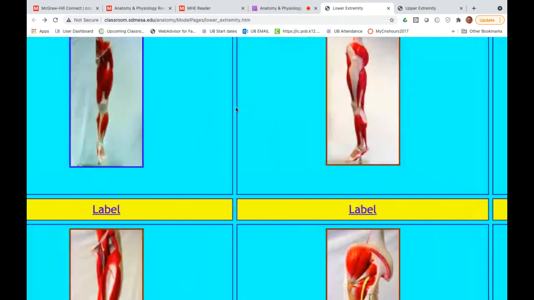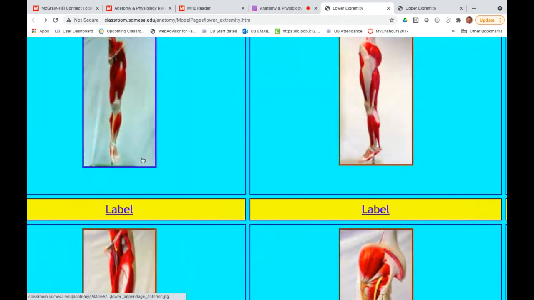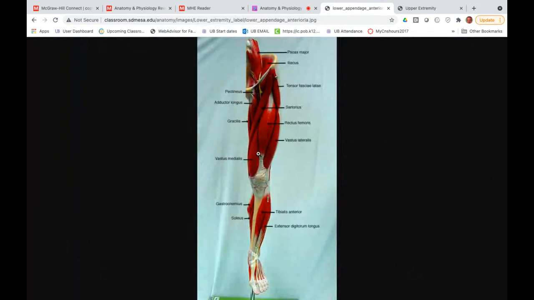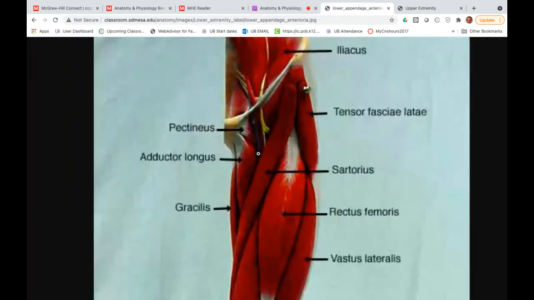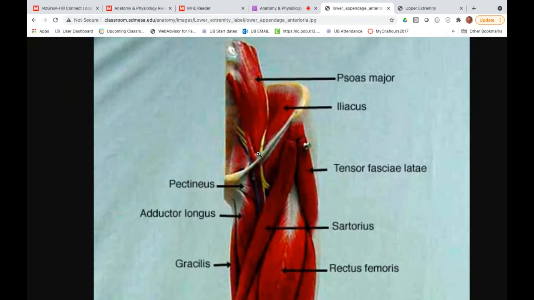Okay, and so let's take a look at the anterior view and show you what we can find here. Right up at the top, we see two muscles, psoas major and iliacus. Combined, these two muscles are called the iliopsoas, but they are two clearly separate muscles, right?